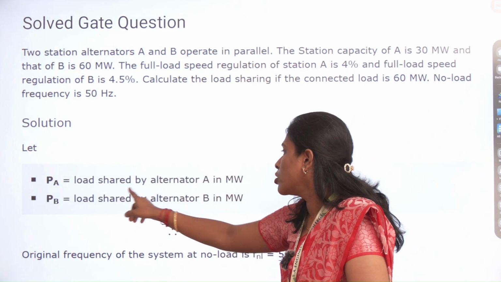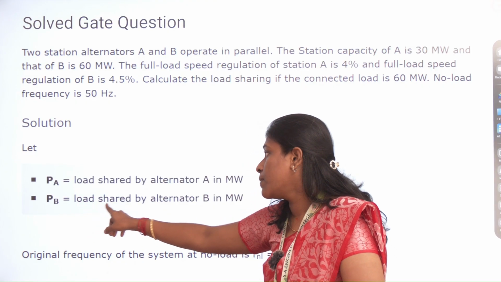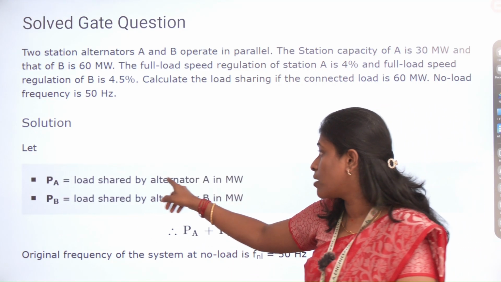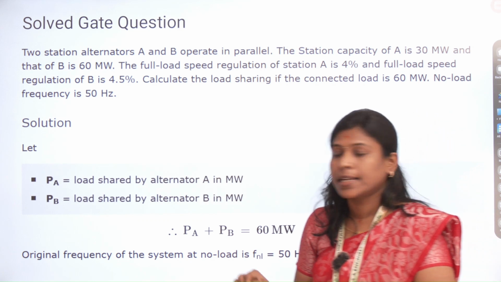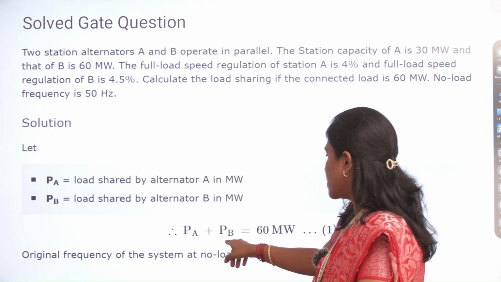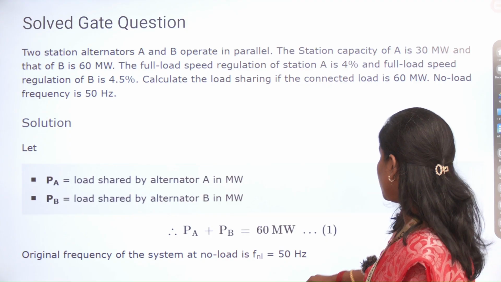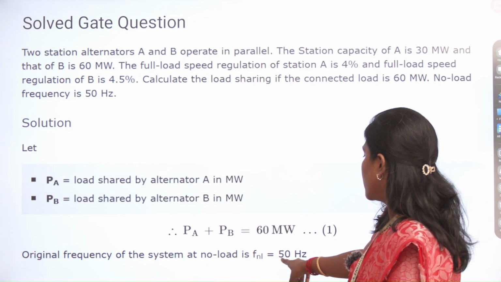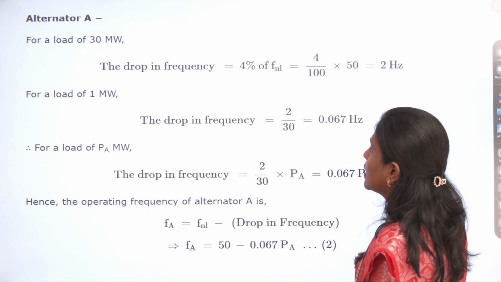Let the load shared by alternator A in megawatts be PA, and let PB be the load shared by alternator B. So PA is the load shared by alternator A and PB is the load shared by alternator B. Now the sum PA plus PB equals 60 megawatts. The original frequency of the system at no load, F of NL, is equal to 50 hertz. That's given in the question.